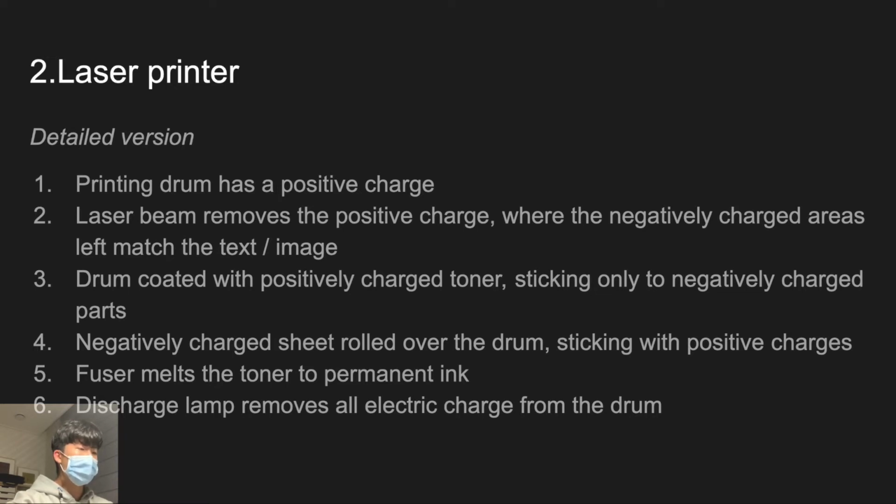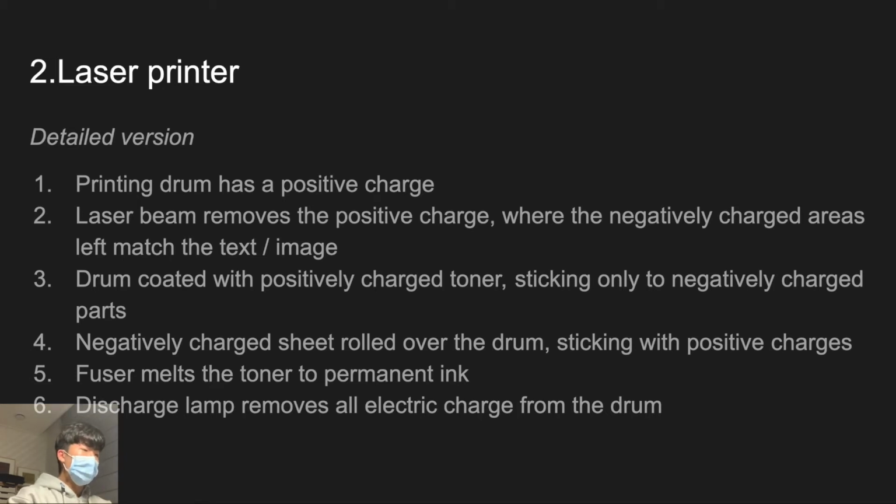Then the drum is coated with positively charged toner, sticking only to negatively charged parts. Consequently, a negatively charged sheet is rolled over the drum, so the toner on the drum will now stick to the negatively charged sheet, printing the wanted image or text on it. So finally, the fuser melts the toner to permanent ink, because toner is a powdered ink right now. And after the paper is printed, the discharge lamp removes all electric charge from the drum to start another process of printing.